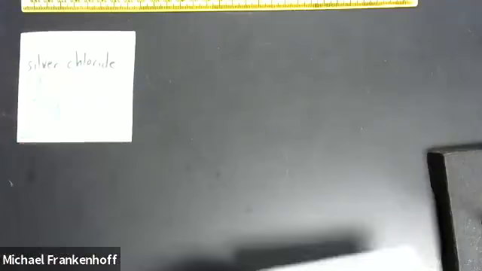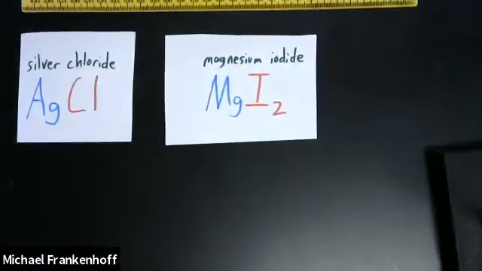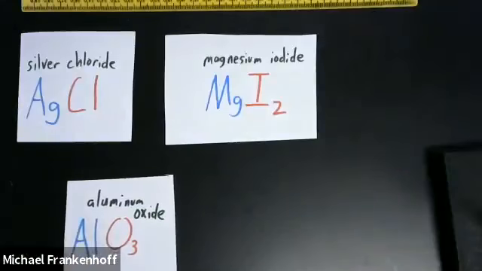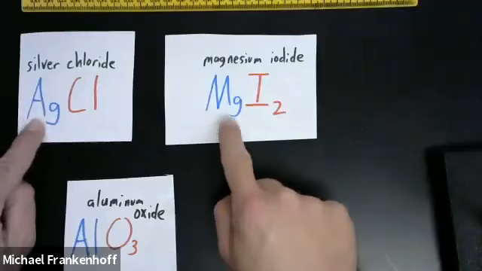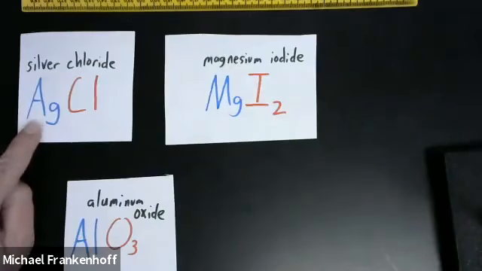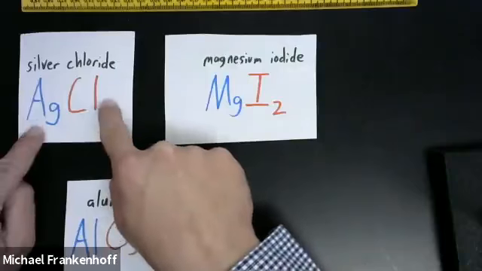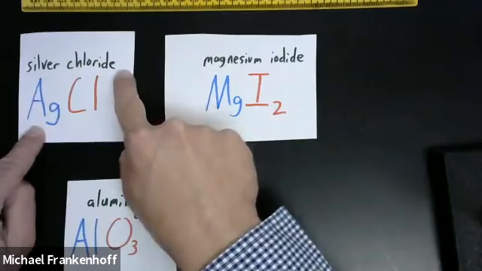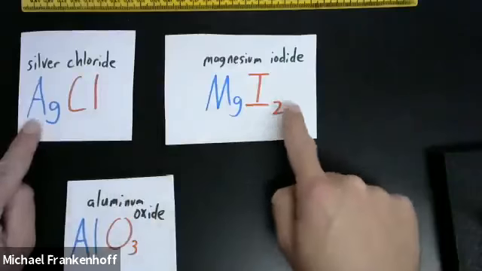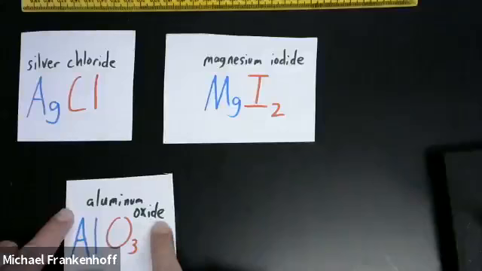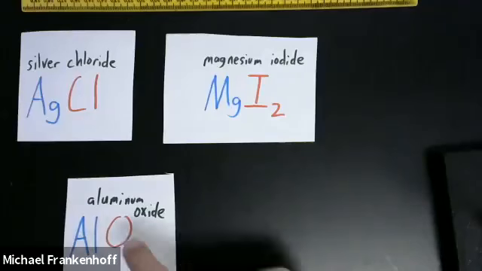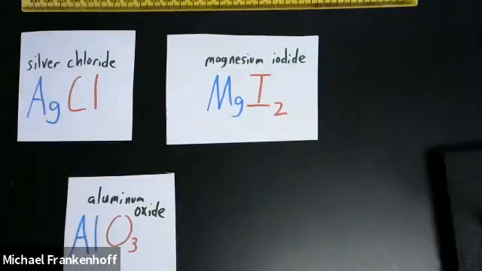Here are some examples of ionic bonds. Silver chloride, magnesium iodide, and aluminum oxide are all held together by ionic bonds. The metals, silver, magnesium, and aluminum, I've written in blue here. And the non-metals are chlorine, which we'll get to in a future lesson and which we call chloride when it's in an ionic bond, iodine, which we call iodide, and oxygen, which we call oxide. Those three are the non-metals there.